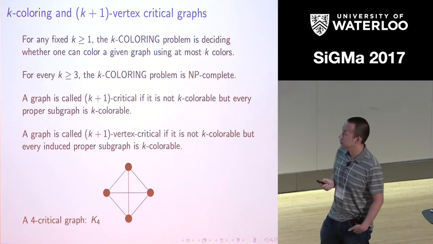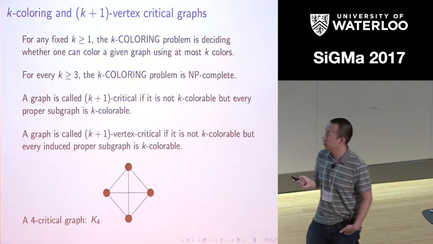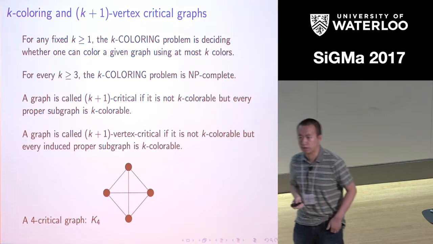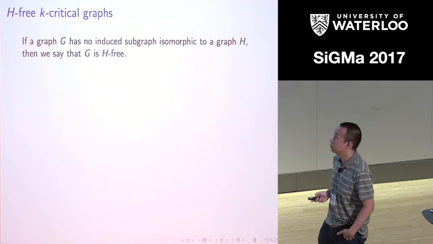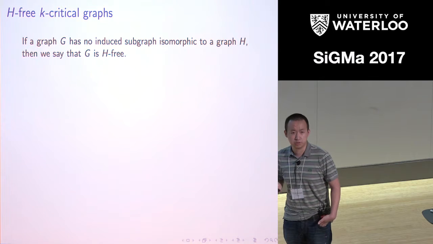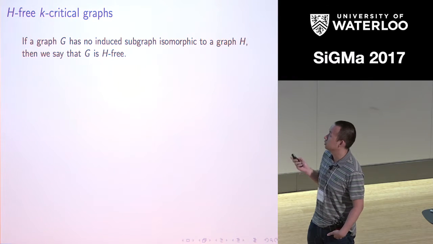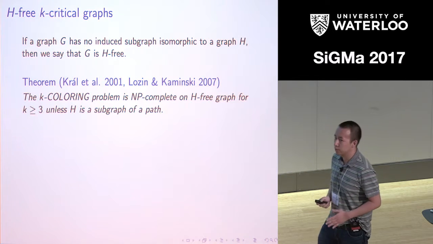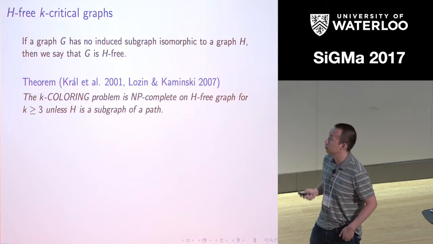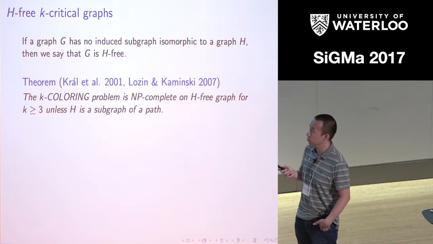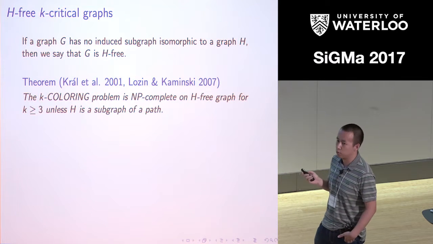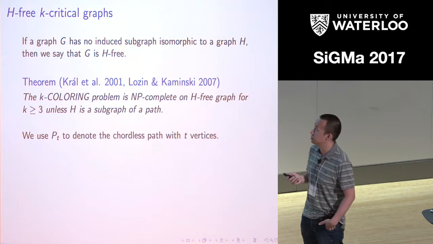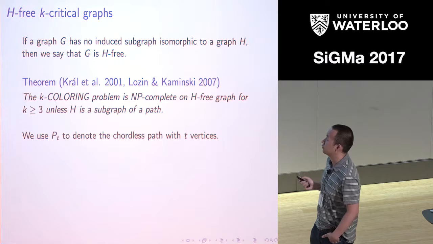Because of the NP-completeness, we cannot hope to find all k-critical graphs. So we are thinking of focusing on a small family. Specifically, we are interested in H-free graphs, which has been discussed many times today, so I'm not bothered with the definition. It turns out, even if we forbid some graph H, it might not be so helpful if H contains a cycle or something. It will only be helpful if H is a subgraph of a path. Specifically, we want to forbid some P_t, which means a path graph on t vertices.